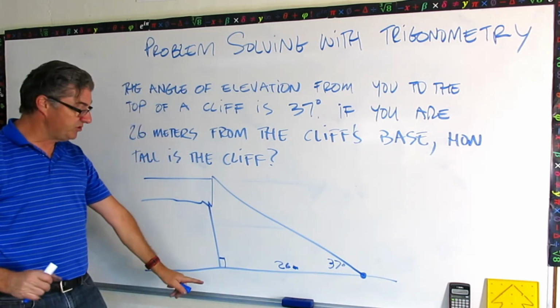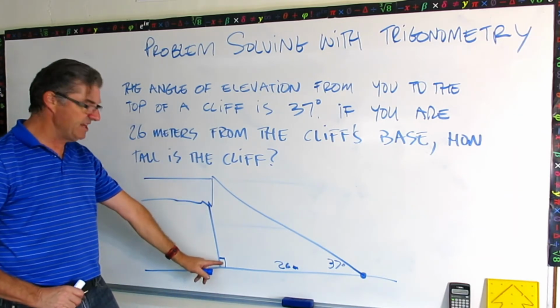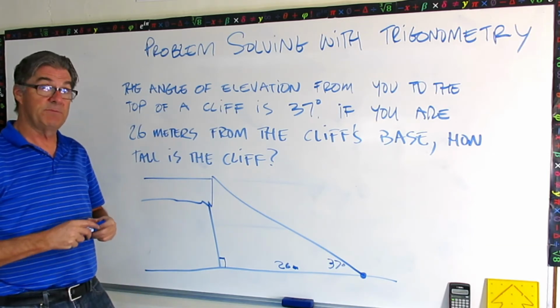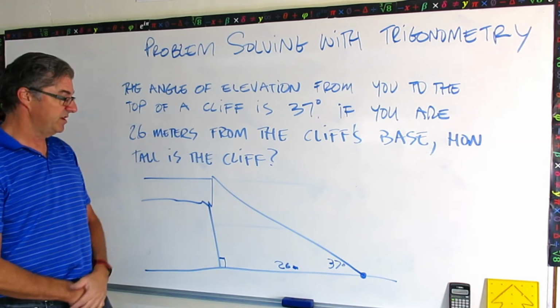It is reasonable to assume that my cliff is vertical with respect to the ground, and that would have 90 degrees right there. If you can't find a 90-degree angle in your picture, then you can't use SOHCAHTOA geometry, which is what we're going to do here.